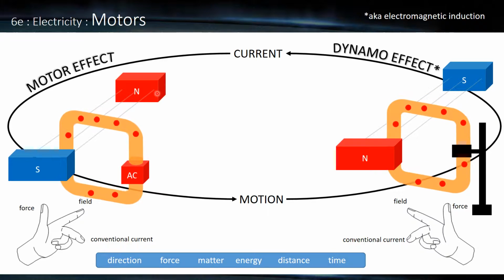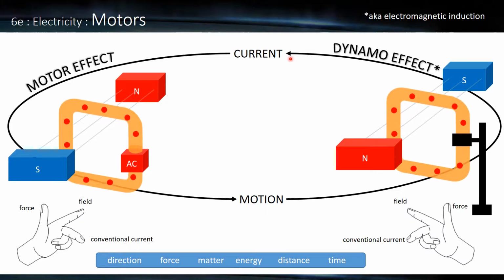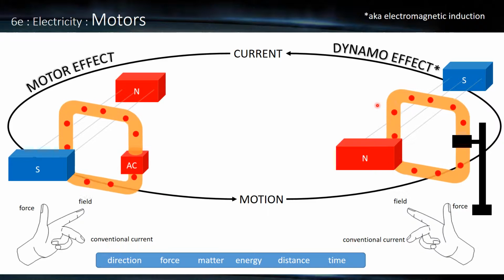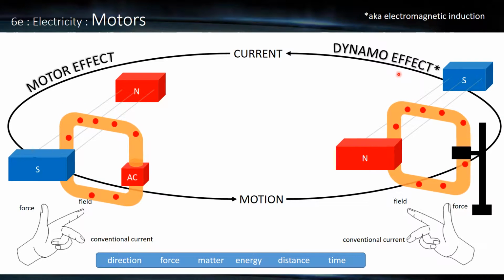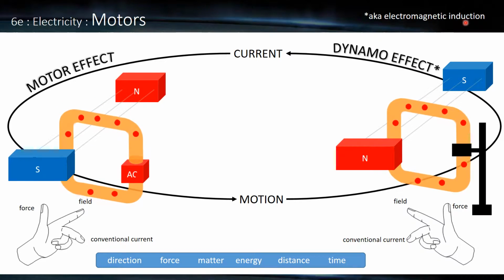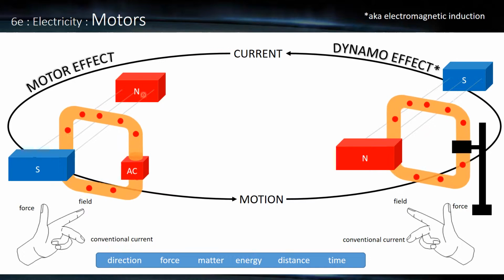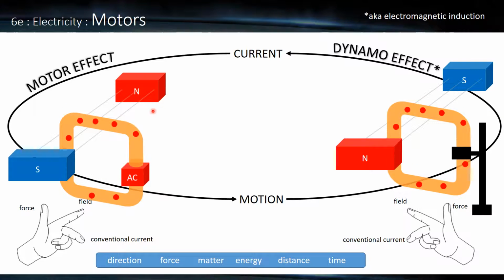And we can see also on the right hand side that motion can be turned back into current via the dynamo effect, and this is what a generator is. Dynamo effect is at the heart of electromagnetic induction, but we'll stick with dynamo effect. Dynamo is also known as a generator. So that's the big picture. Let's look at the detail.